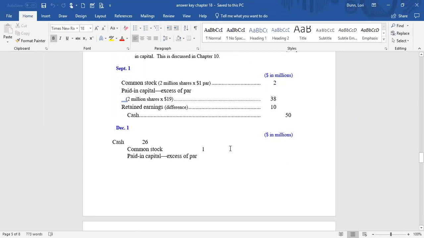Finally, and I apologize for how this looks, let me see if I can fix it quick. In the final journal entry, it looks like they received cash of $26 million for the sale of stock. They credited common stock for $1 million. So it looks like they sold 1 million shares, $1 par value.